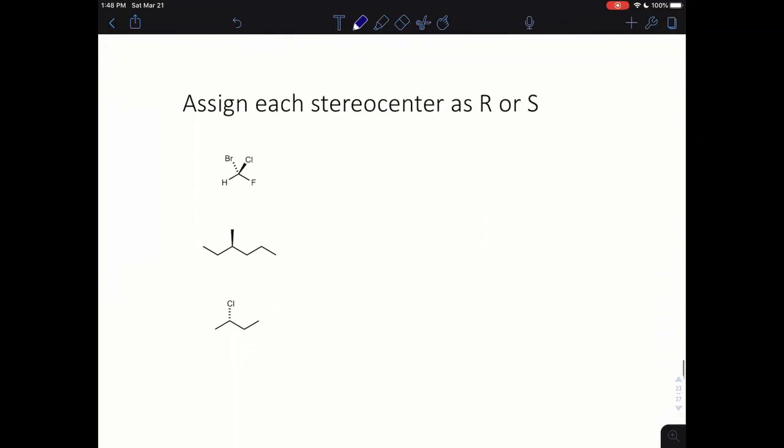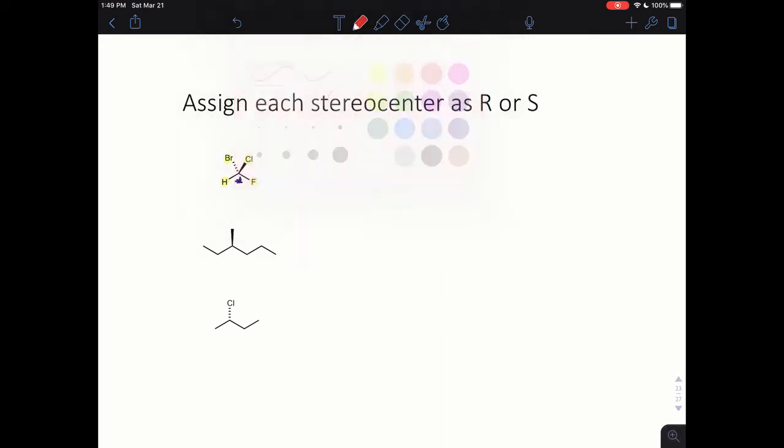Great. So now you want to practice. Here are 3 chiral molecules. You should pause and follow the steps to assign R and S. Step 1 is identifying the stereocenter, and then you want to assign the priority of each atom bonded to that stereocenter. So here are the 4 atoms bonded to the stereocenter.